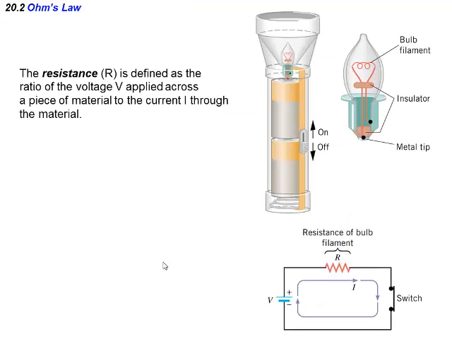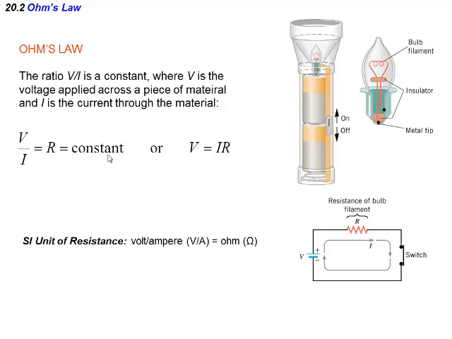Resistance is just a ratio of voltage to current, and lots of things have resistors in them. The filament of a light bulb is a resistor. So V over I, or voltage over current, is R, which is a constant. It's not always a constant, but if it is, then it is said to be ohmic, or it obeys Ohm's law. The symbol for resistor is R, and it's shown by a zigzag line.